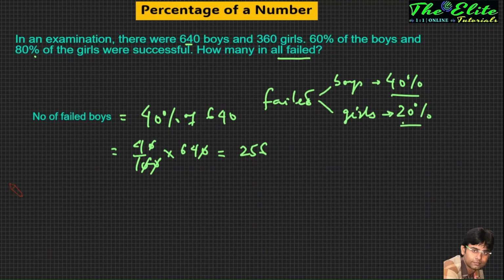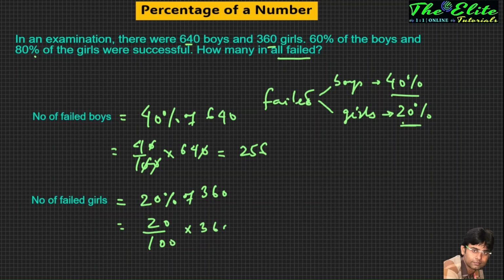Now the same way you have to find out the number of failed girls. So the number of failed girls will be how much? The percentage of failed girls is 20%. So 20% of the girls failed out of how many girls? Yes, 360 girls. So 20% of 360. 20% means 20 upon 100 multiplied by 360.